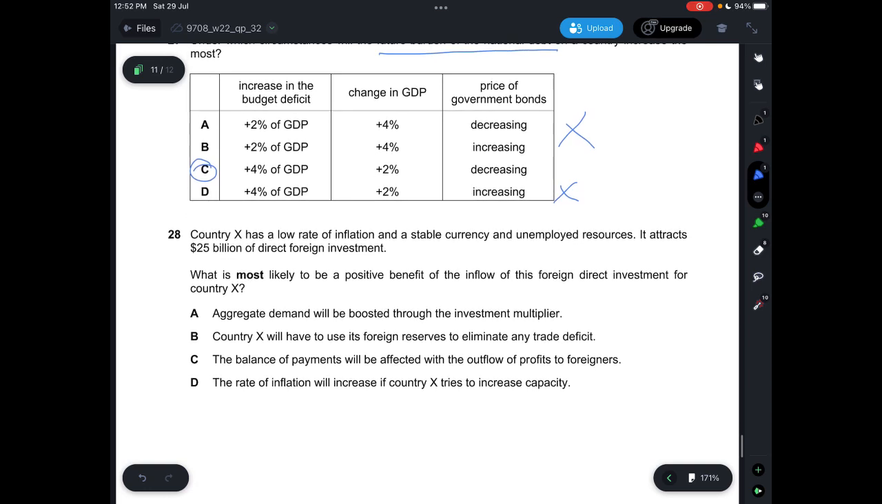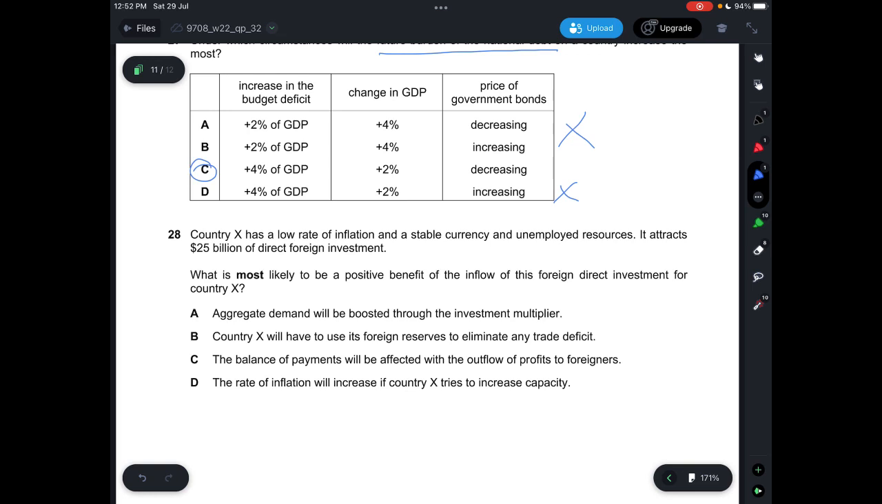And then 28, country X has a low rate of inflation in a stable currency and unemployed resources. It attracts $25 billion of direct foreign investment. What is most likely to be a positive benefit of the inflow of this FDI for country X? So low rate of inflation, stable currency, unemployed resources. So let's look at the four options.